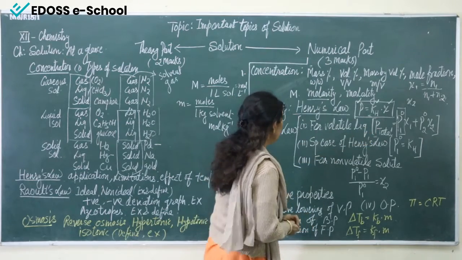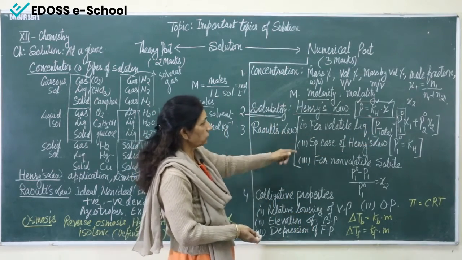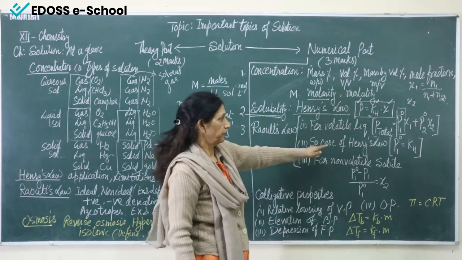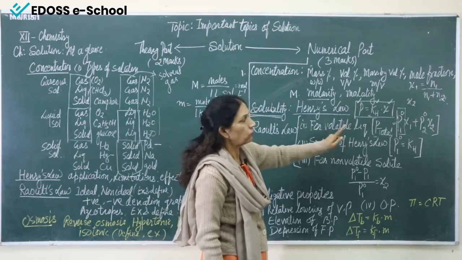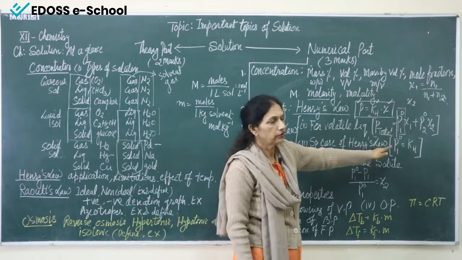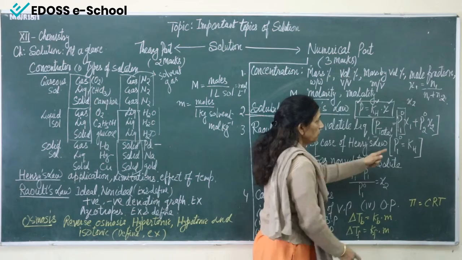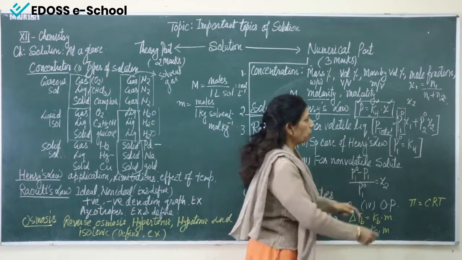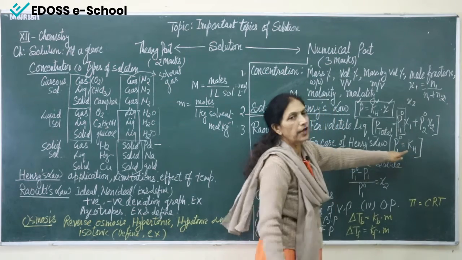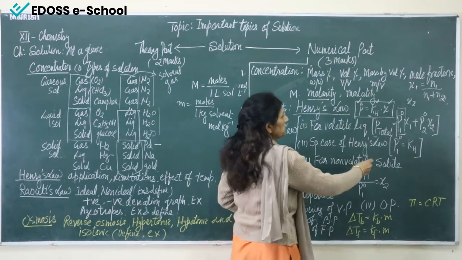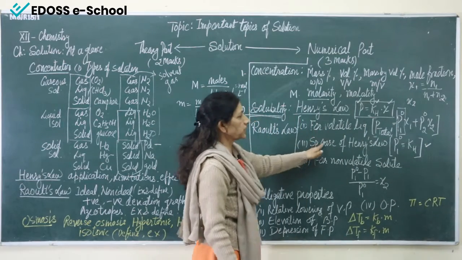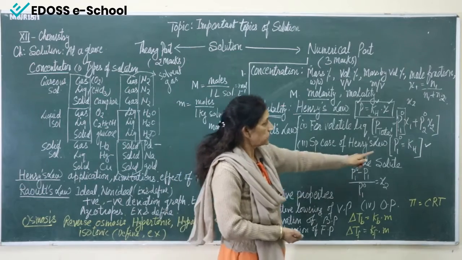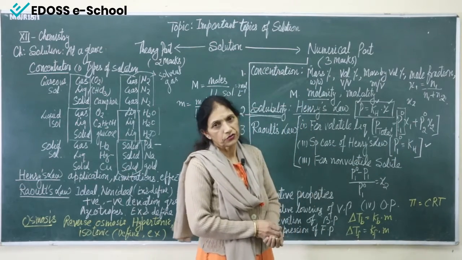Okay. Now about the second, we can say Raoult's law is a special case of Henry's law. If you take Raoult's law and Henry's law, then we can say that the vapor pressure of pure solvent of component 1 will be equal to Henry's constant. So this is the special case of Henry's law, where the vapor pressure of the pure component is equal to Henry's constant.